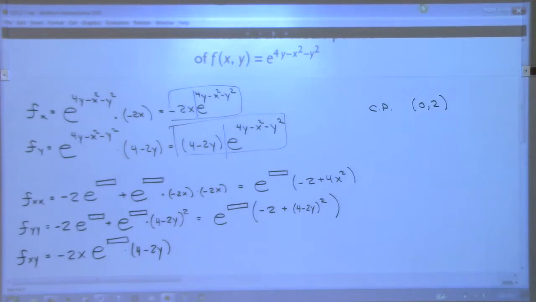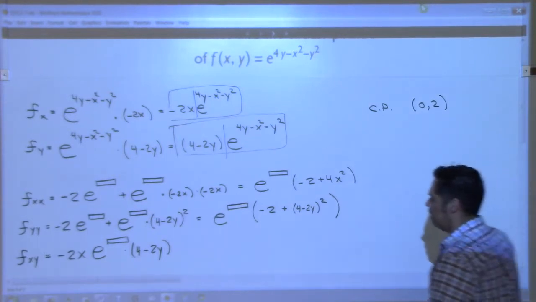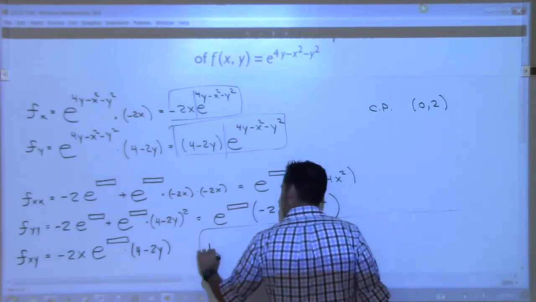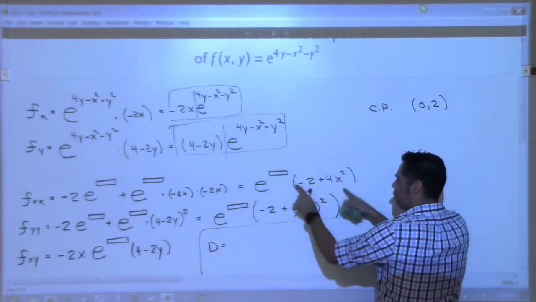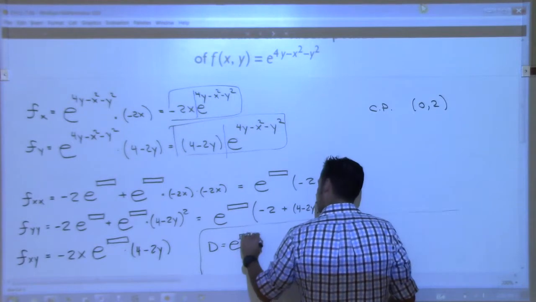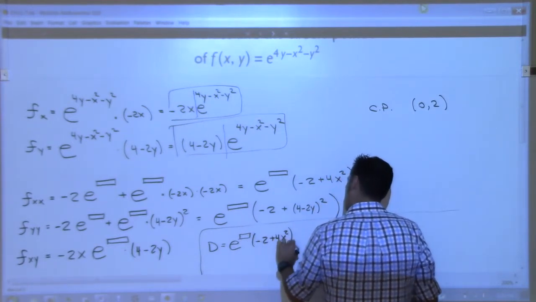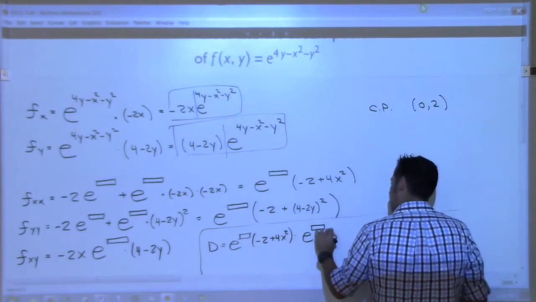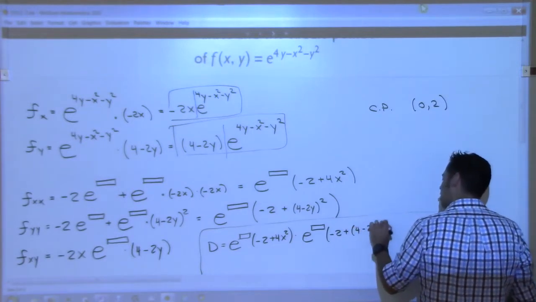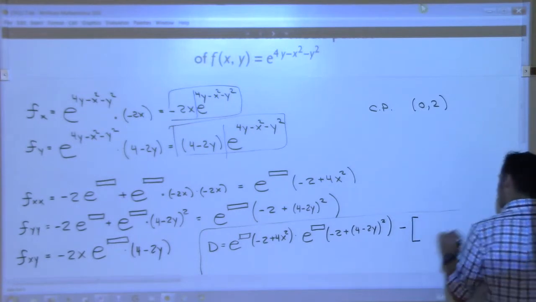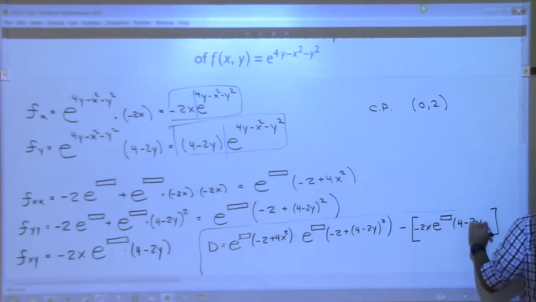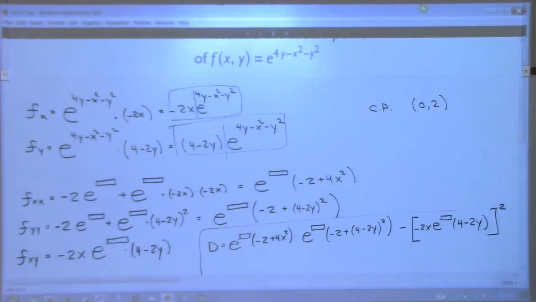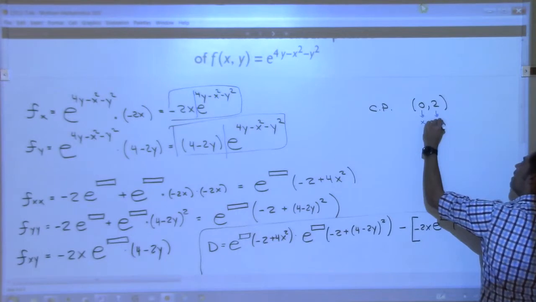We still have to plug in 0, 2 into that after we get d. So we'll do d right here. D is going to be equal to this times this minus that squared, right? So I have e to that junk times negative 2 plus 4x squared, times e to that junk, times negative 2 plus 4 minus 2y squared, and then minus, in brackets, negative 2x e to that stuff times 4 minus 2y, but all of that squared. And now we just have to hope for the best that when we plug in 0 for x and 2 for y, things are okay.